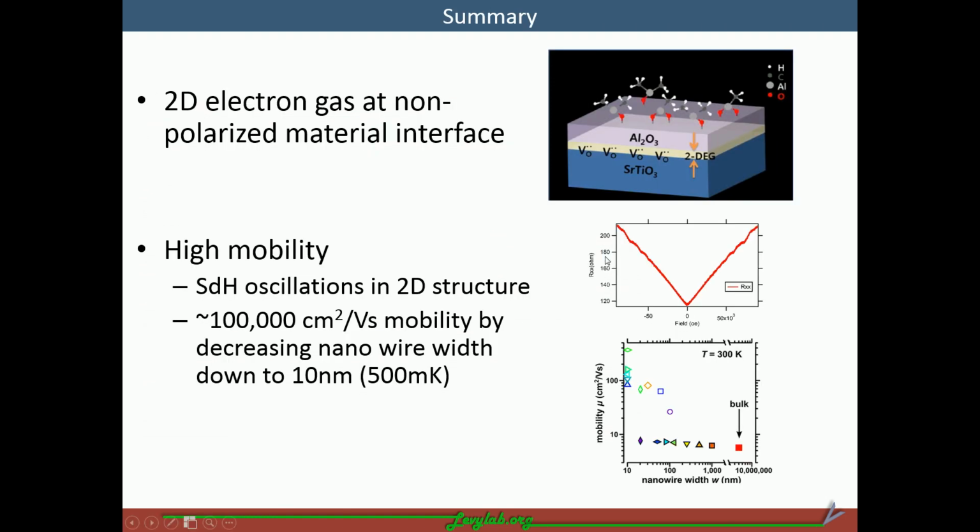Okay, here's the summary for today's talk. First, we found that a 2D electron gas can be found at a non-polar material interface. And we found very high mobility in our structure. The first proof is the Shubnikov-de Haas oscillation in our 2D structure. And by decreasing the nanowire width down to 10 nanometers, we can get 100,000 mobility, of course at low temperature.